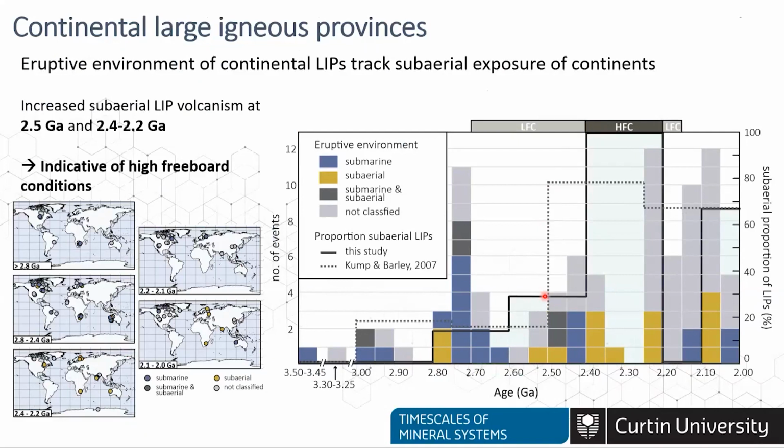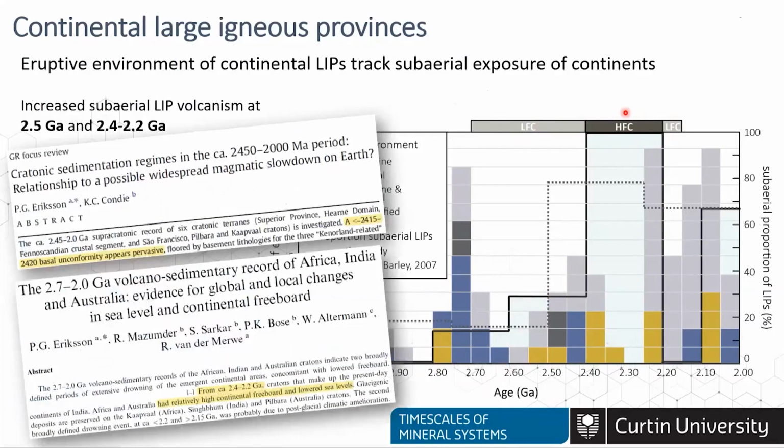And this actually agrees very well with the sedimentary record as well. So these gray boxes here at the top of the figure are low freeboard conditions and high freeboard conditions as inferred from the global Precambrian sedimentary record. And this is not something that I came up with. So using the sedimentary record is not always straightforward because it can be very challenging to get precise age constraints or age constraints in general. And I'm no expert in sedimentology anyway, but luckily others have looked into this before.